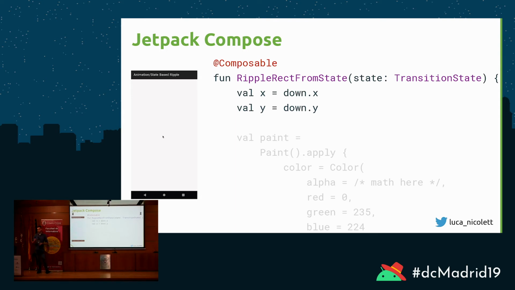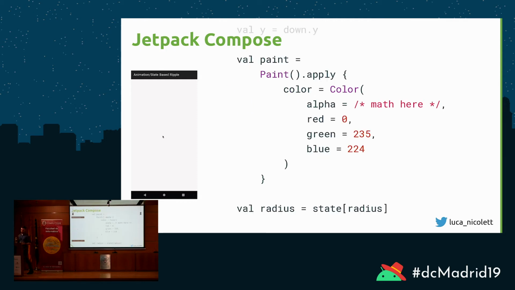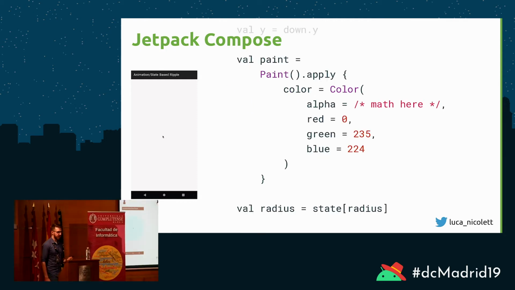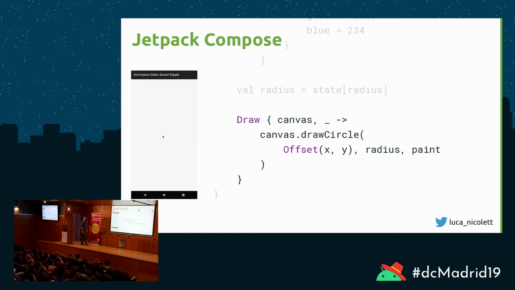It retrieves where the tap is being performed by the user. It sets up a paint in order to draw on canvas and retrieve the radius. This radius, as you can see, is a state retrieve. So Compose starts observing this radius. When it has everything it needs, it calls the draw composable function, which provides the canvas and just draws a circle at that position with that radius.